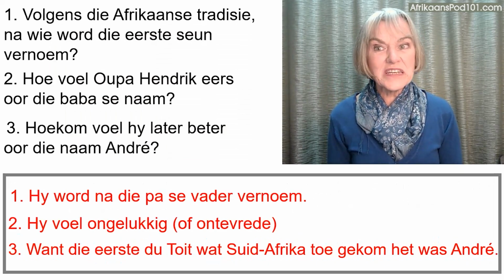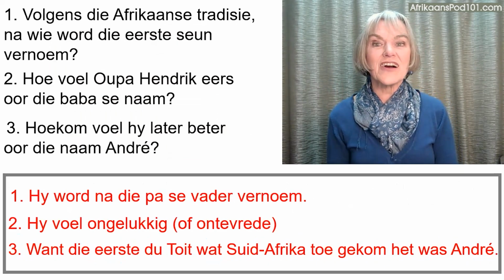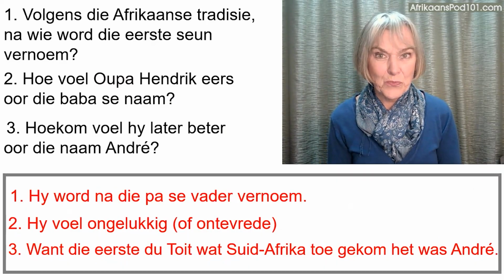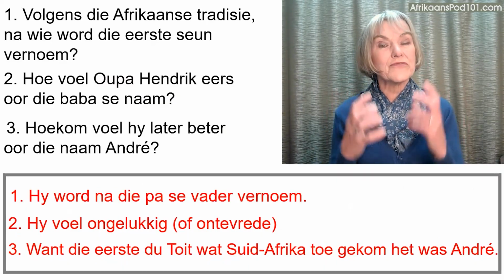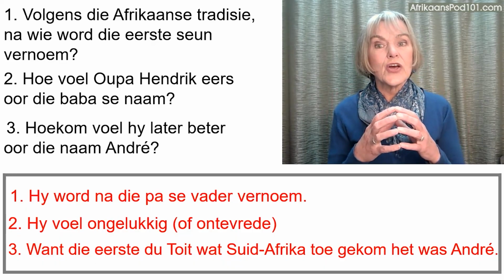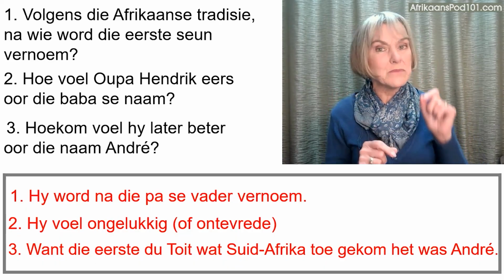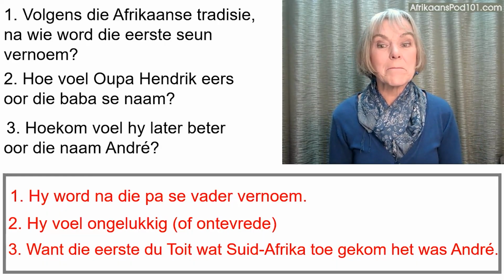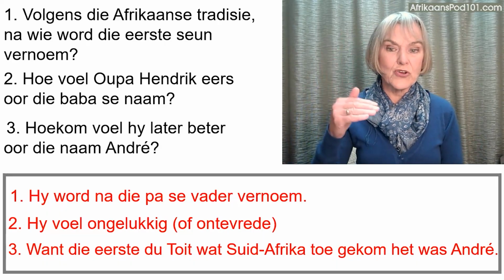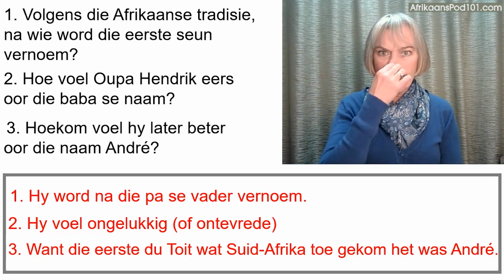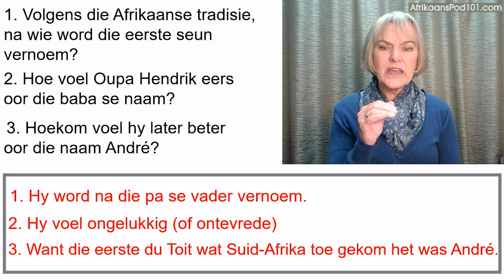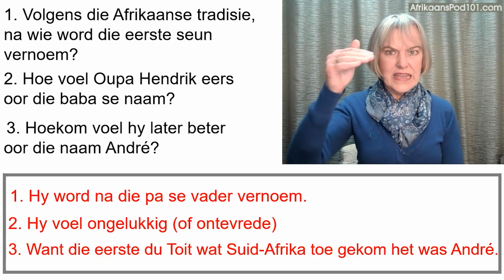Okay, so here are the questions. Volgens die Afrikaanse tradisie, na wie word die eerste seun vernoem? So according to the Afrikaans tradition, who is the first boy named after? And the answer is, hy word na sy pa se vader vernoem, of sy pa se pa. We will talk about father and pa just now. So the first boy gets named after the dad's dad.